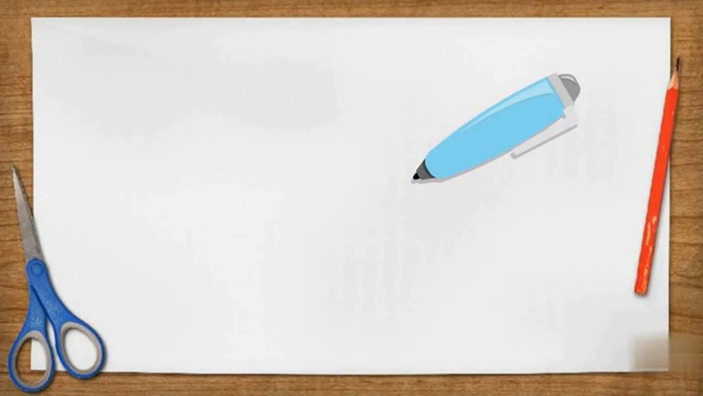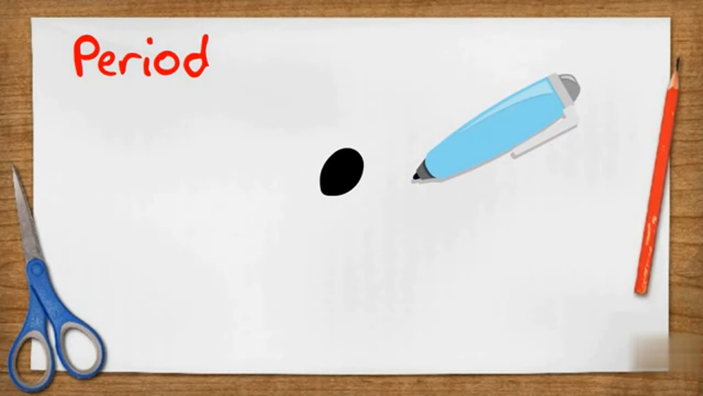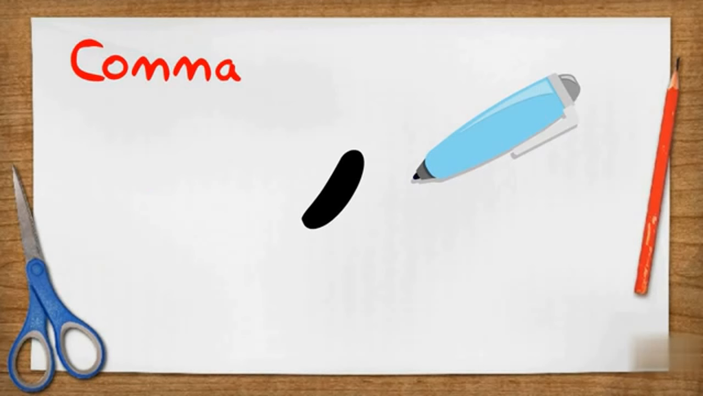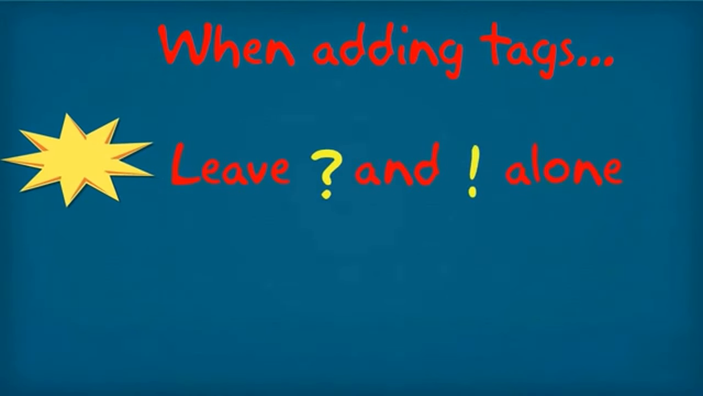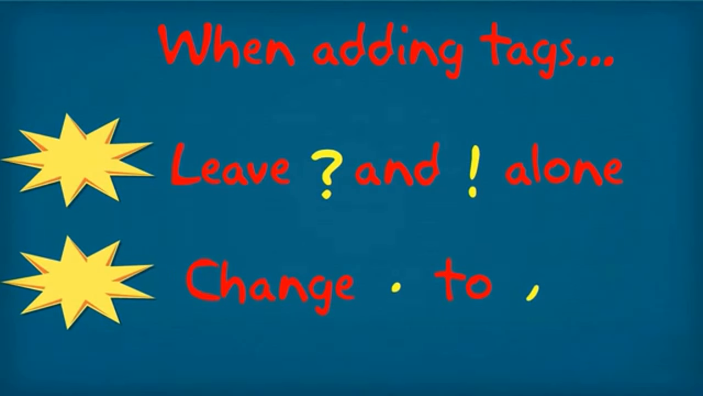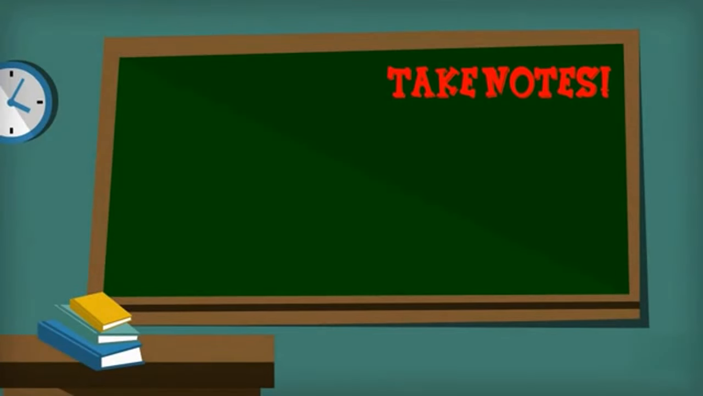However, if my dialogue sentence would end in a period, if I'm adding a tag, I'll need to change the period to a comma instead. Let's look at the sentence, "Sure, I'll take a Sprite." If that dialogue phrase didn't have a tag, I just put a period at the end of it. However, if I want to add a tag, I'll need to take out the period behind Sprite and change it to a comma, add my tag, and end with the period behind my tag. Once again, the rule is, if you're adding a tag to your dialogue, leave the question marks and the exclamation points alone inside of the quotes. Change periods to commas.